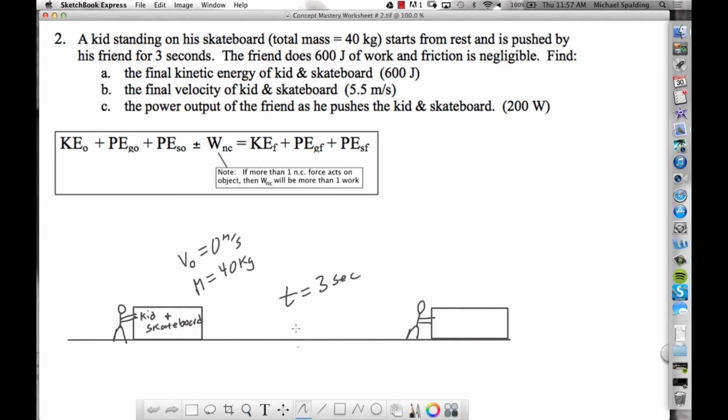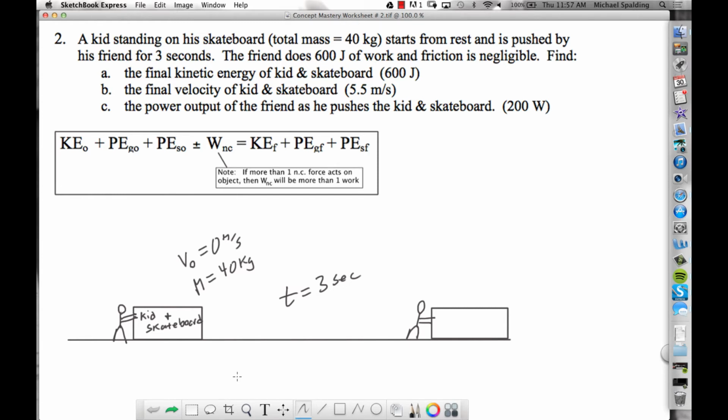All right, number 2 on the concept mastery worksheet. So we have this kid standing on a skateboard. Now look, I'm a horrible artist, so this box right here represents the kid on his skateboard because I don't even want to attempt to draw that. So we got kid on a skateboard represented by the box, and then here's his friend pushing.